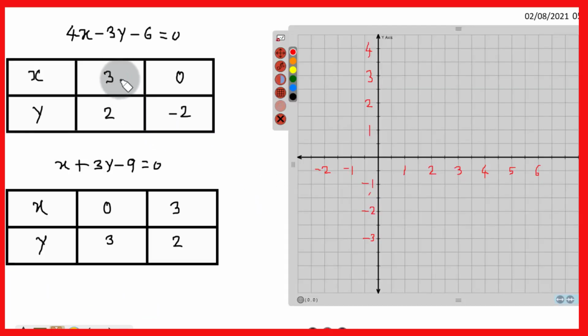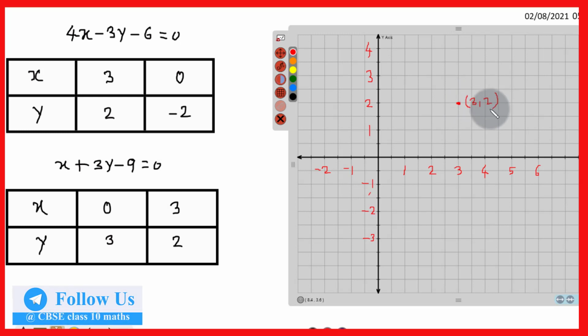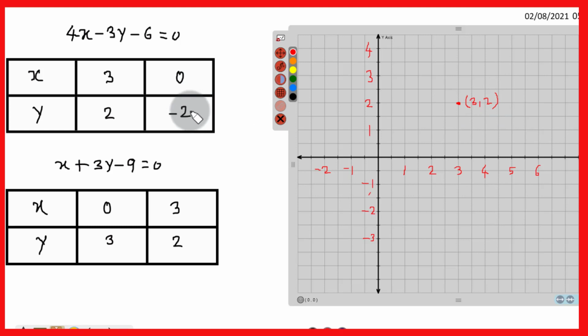Now here we will plot the points for the first equation, 4x minus 3y minus 6 is equal to 0, and so here the first coordinate set is 3 and 2. So 3 and 2, that point will be here. So this point is 3, 2. Then the second set is 0 and minus 2. So that 0 and minus 2 will be here. So these coordinates are 0 and minus 2.